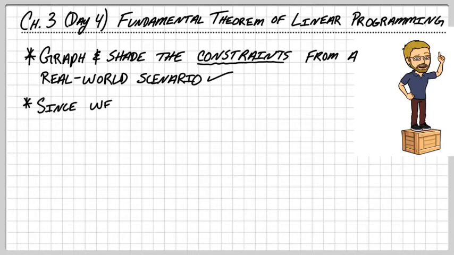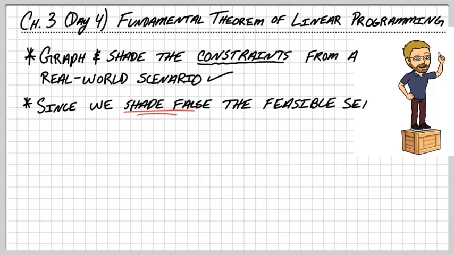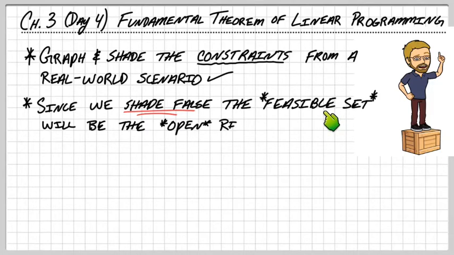And since we shade false, when we go to shade these things, we practice shading false. That means the feasible set, when we get done, will be the open region, the open area. So that means I don't have to look at a bunch of weird shadings. If we shade false, I know that our feasible set is actually just the open region.